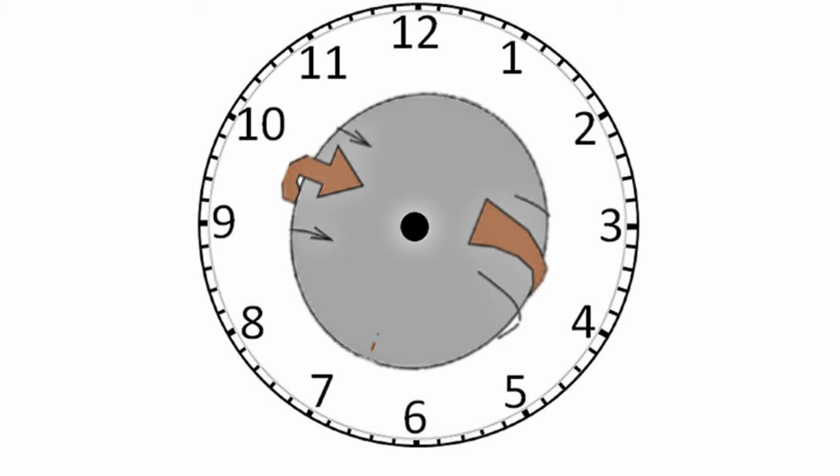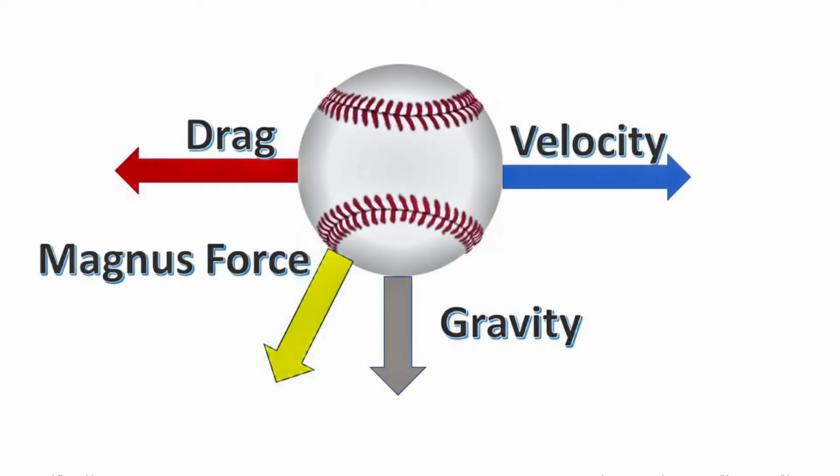If we look at the forces that act upon a baseball when throwing a curveball with topspin or 12-6 rotation, you'll see that you'll have velocity going forward, drag in the back, Magnus force, and gravity pushing down on the baseball, causing it to break.